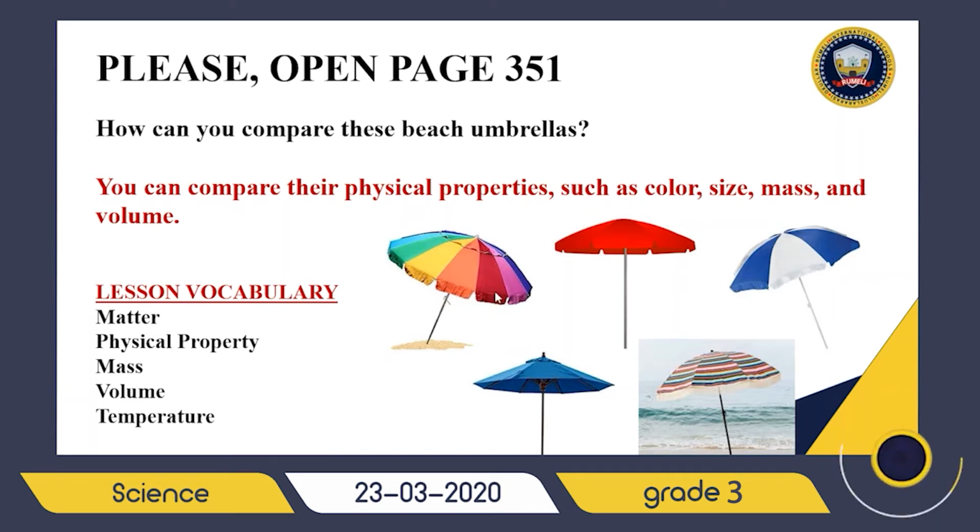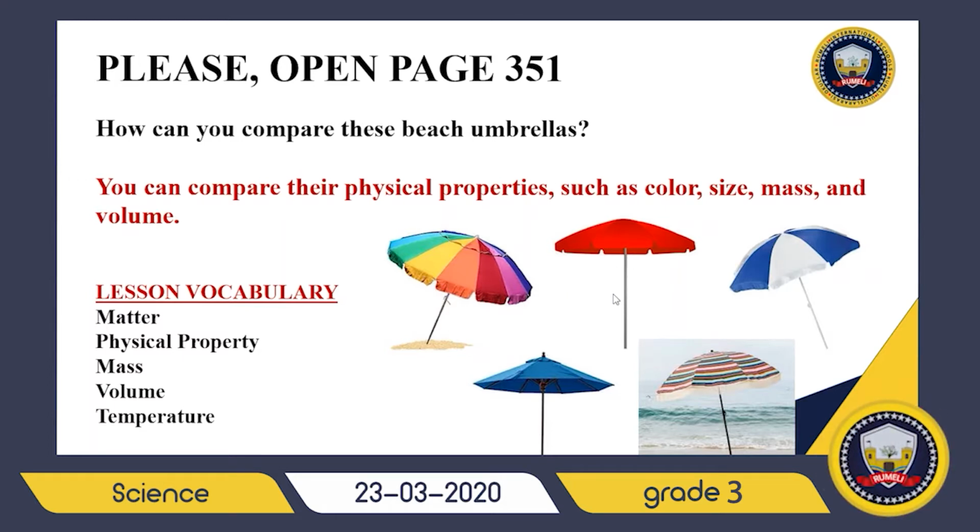So, when you check the first one, for example, it has some blue, green, yellow, orange, red, purple, and pink, right? The second one just includes reds. The other one, blue and white. The fourth one has just blue, and the fifth one has just different colors. So if you want to compare them, you can use their physical properties.